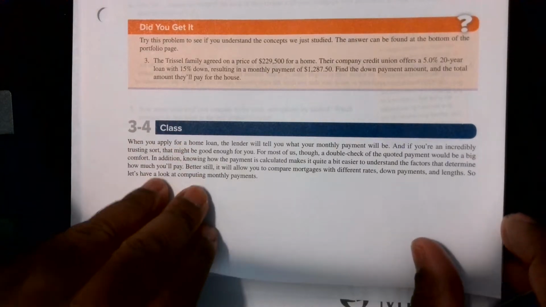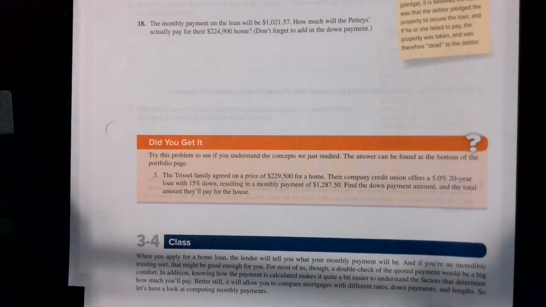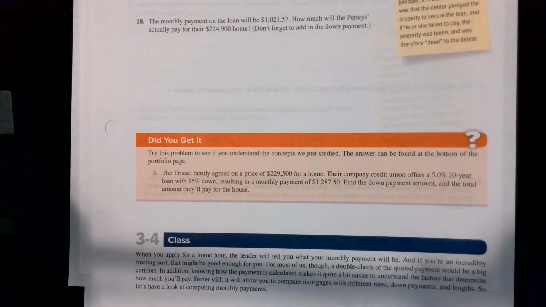Okay, now for the next page, it says one of the most useful but frightening things about home buying is calculating how much money you will actually pay over the life of a loan. Let's see how that might work for one family. The Petty's family plans to buy a home for $224,900 and has been offered a 30-year mortgage with a rate of 5.5% if they make a 20% down payment. Calculate the down payment and the amount they'll have to borrow.